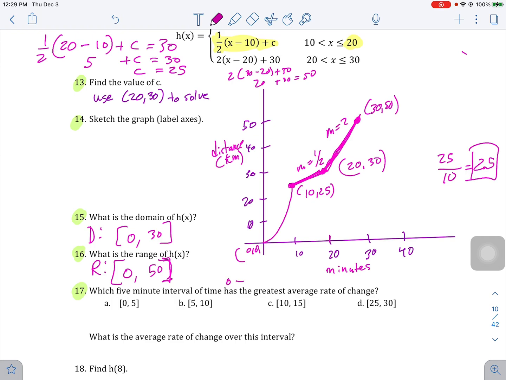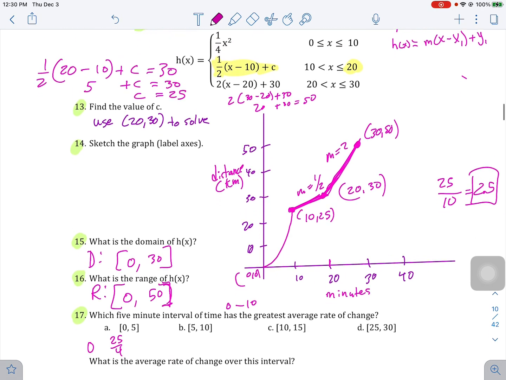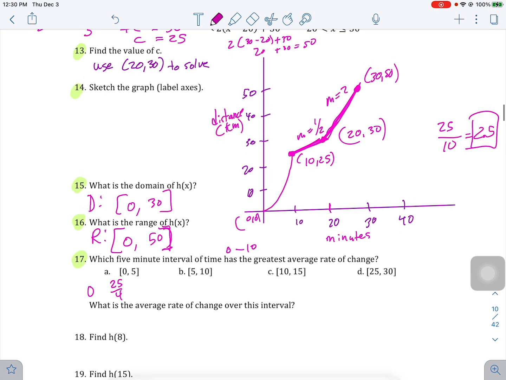Now, actually, it's different, because they've split it up from 0 to 5 and 5 to 10, and they've done some others here. So what you would need to do here is plug in some values. So from 0 to 5 is going to go from 0 to 1/4 of 25, so 25/4. And then the next one is going to go from 25/4 to 25.